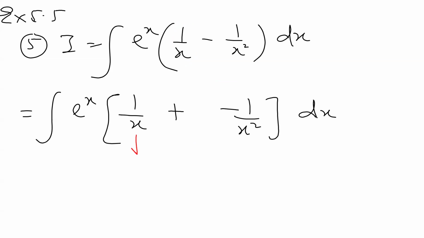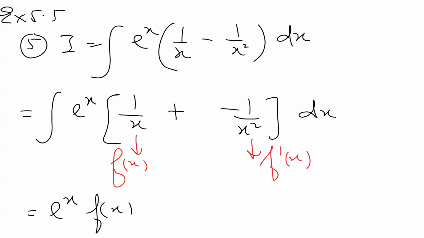Now, guys, what is this? What is 1 upon x? F of x. And what is minus 1 upon x square? F dash x. Okay. E raised to x, f of x plus c. E raised to x, 1 upon x plus c. Any doubts or clarifications required in this problem? No, sir.